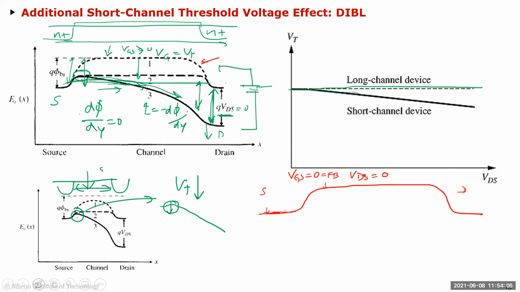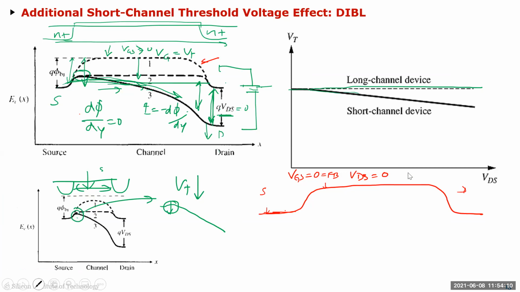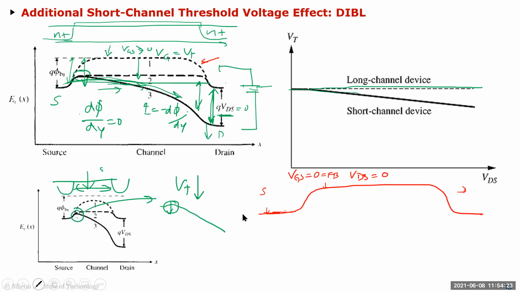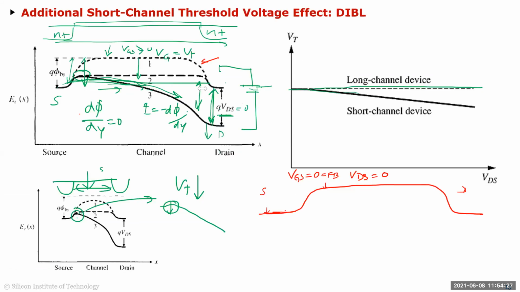Now let's take VGS is equal to V... I don't know why. One second.